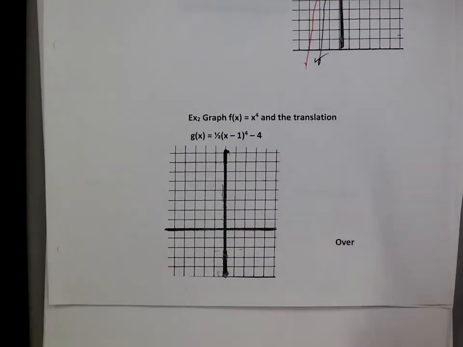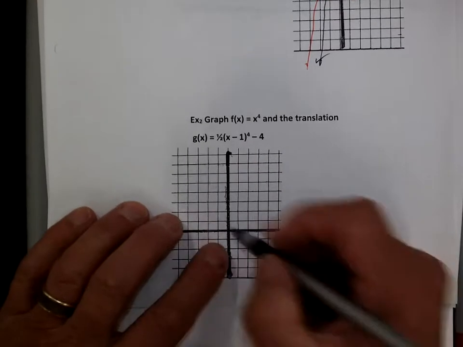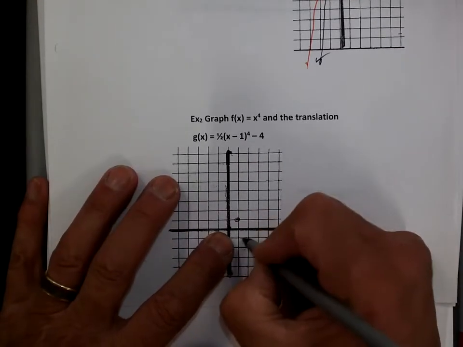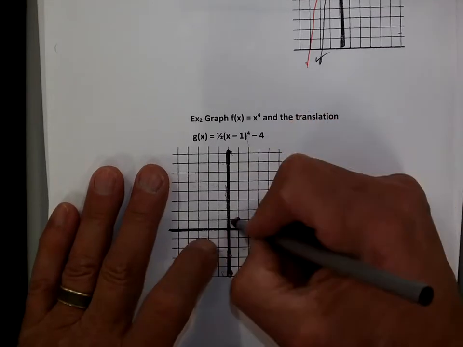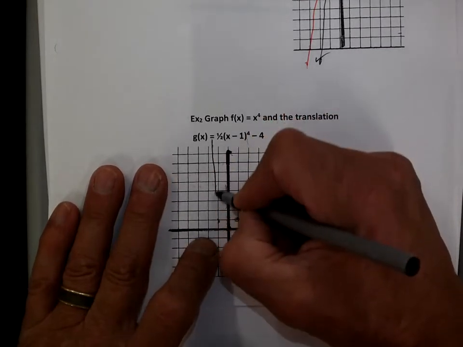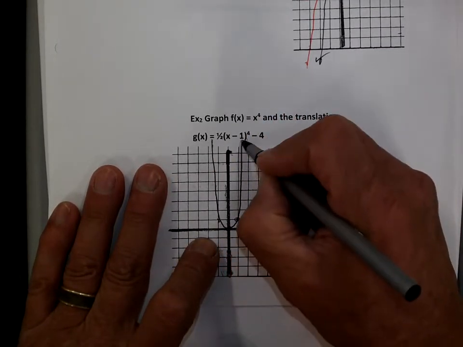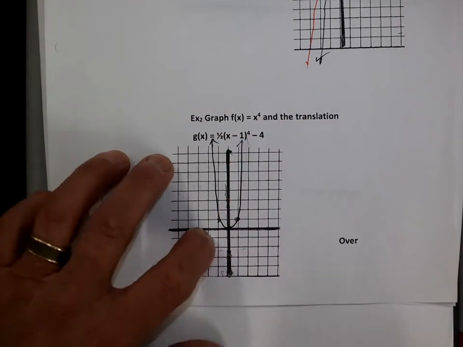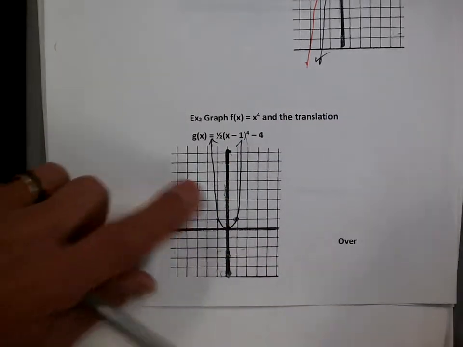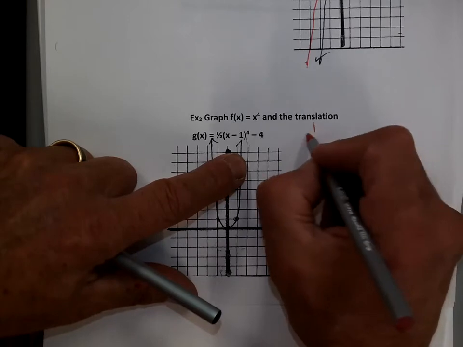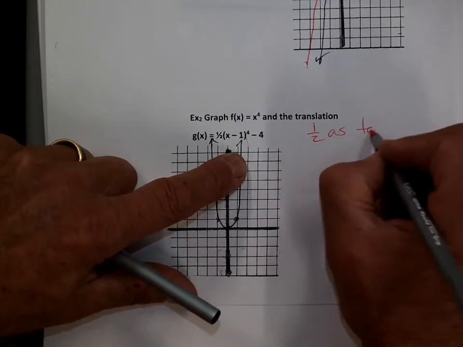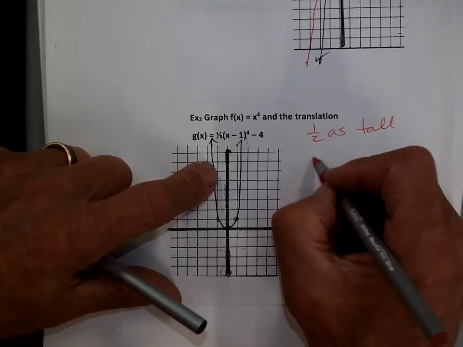Example 2, x to the fourth. Well, our parent function looks like this. And it goes all the way up to 16. It's super steep. So our parent function looks something like this. It's just a very steep parabola. So what are we going to do? Okay, on this one, we're going to make it half as tall, which is called a vertical shrink.